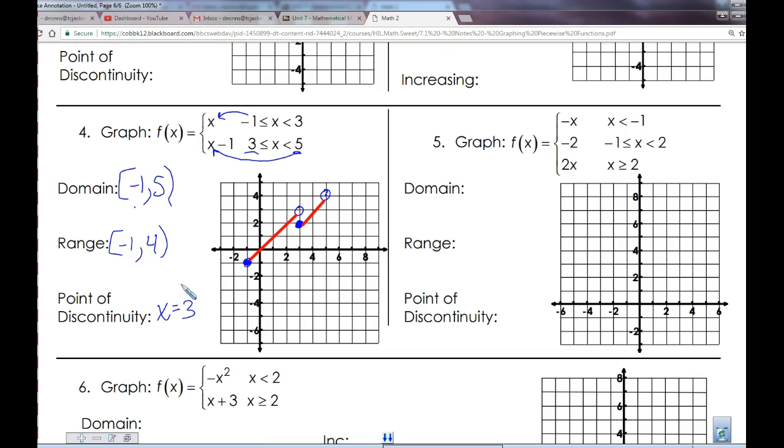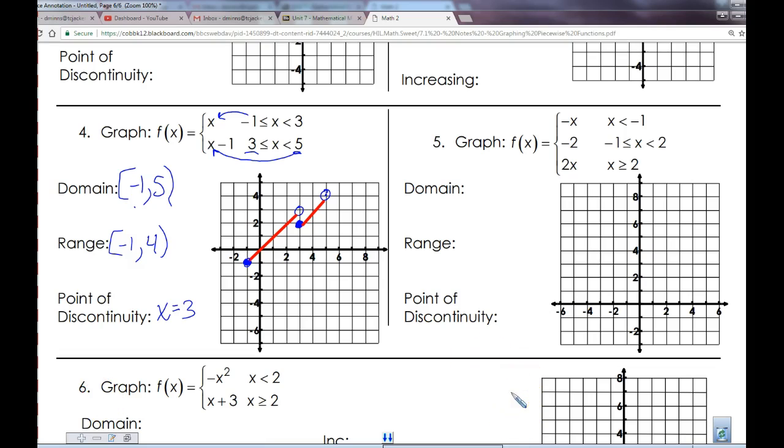Again, the difference in number 4 than in numbers 3 and 2 was that we were bounded. We were bounded here between negative 1 and 3. We were bounded here between 3 and 5. So it doesn't go on forever. There's no arrowheads. It stops here. It stops here. All right, moving on to number 5.